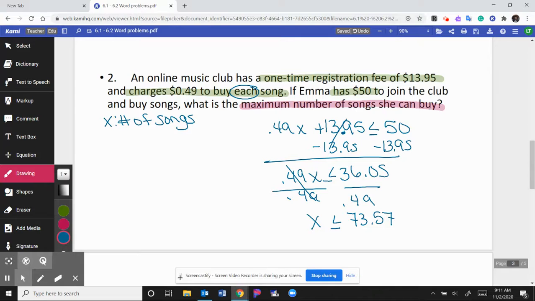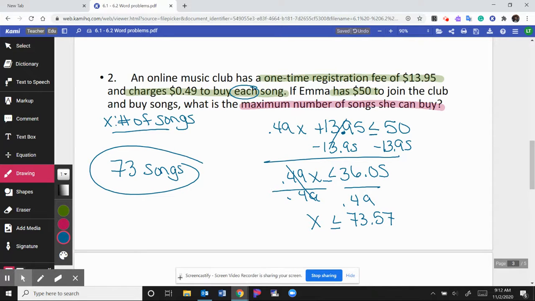Our label here, defining our variable, is number of songs. So the problem that we have here is, the last time I checked, we cannot buy 73.57 songs. So we need to ask ourselves, what does our actual answer mean? In this case, we're not following rounding rules. We're actually going to end up rounding down, and our answer is going to be 73 songs.